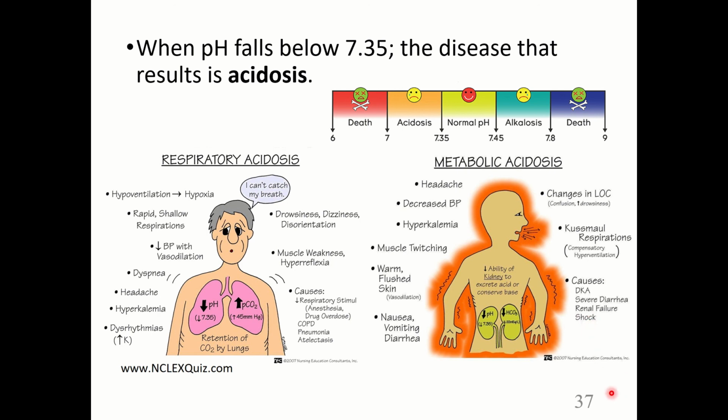Symptoms are very similar to respiratory acidosis: headache, decreased blood pressure, hyperkalemia, muscle weakness and twitching, vasodilation, which is noted here, so we have warm flushed skin, nausea, confusion, and you're going to hyperventilate because your lungs are going to try to compensate by getting rid of carbon dioxide to help raise the pH of your blood.